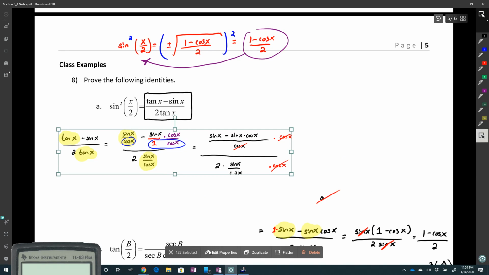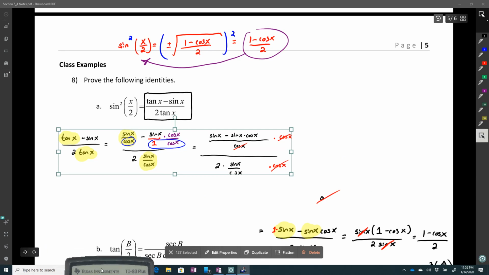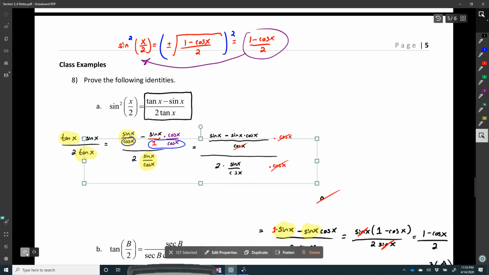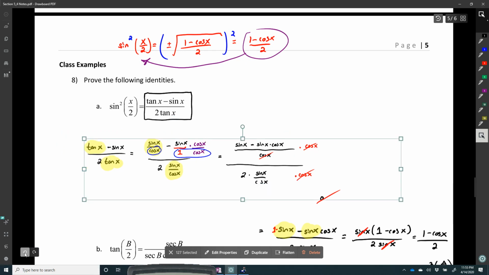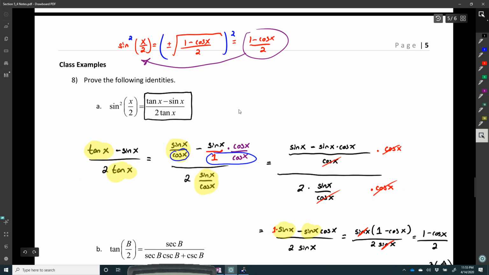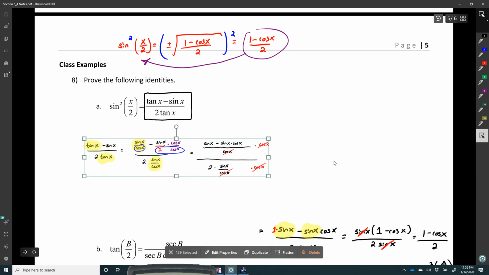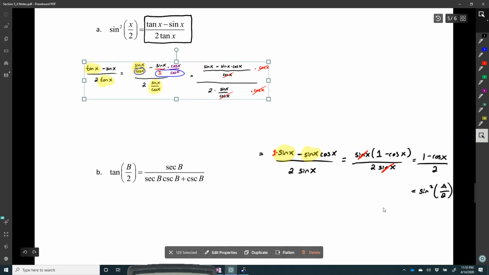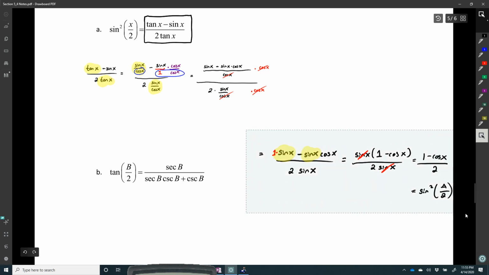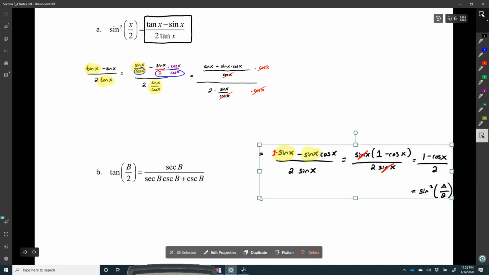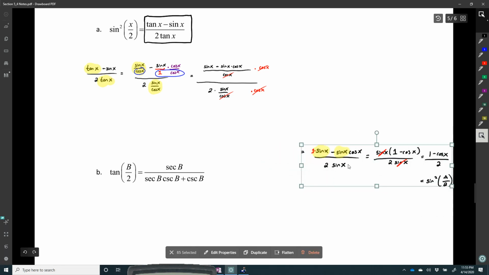Let me undo that. Let me get a better grab. Okay, so make it look nice and tidy.